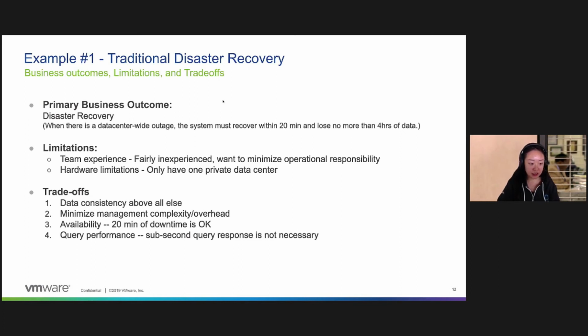And then secondly, minimizing management due to the inexperience of the team. And so the overhead of operations should be kept to a minimum. Thirdly, around availability, like I mentioned before on the RTO, 20 minutes of downtime is okay. And it's definitely not as important as consistency in this example.